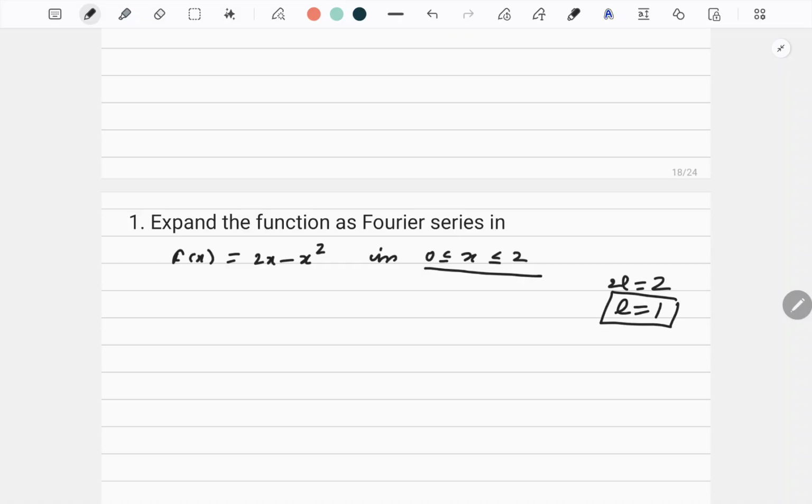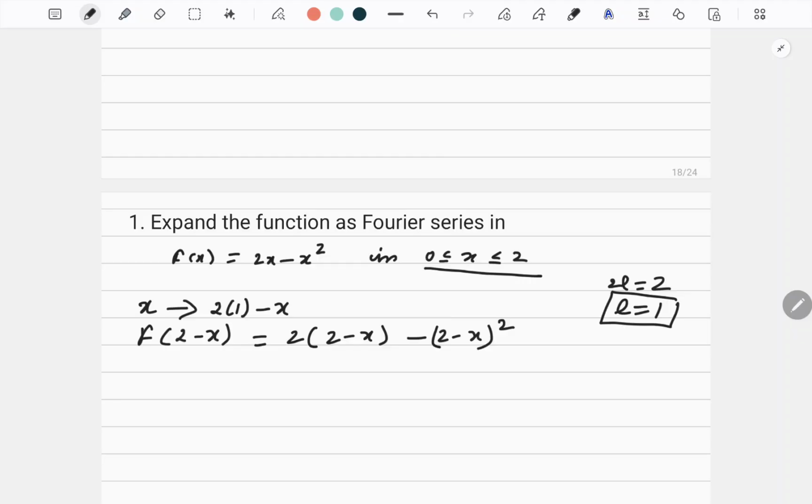Since L is required in the formula, it is best to do this. So it is a case of 0 to 2L where L is equal to 1. Let me check whether this function is an even function or an odd function. In place of x, I should put 2L minus x, so 2 minus x. So let me check: f(2 minus x) is equal to 2(2 minus x) minus (2 minus x) square.